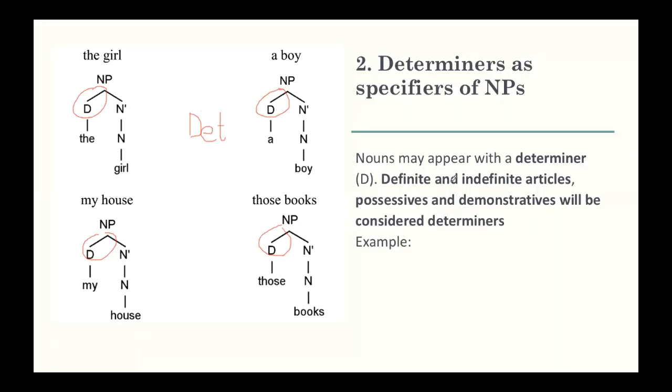And what can be considered as determiners? We have definite and indefinite articles. We have possessives, we have demonstratives. All of them are considered as determiners. For example, under the definite and indefinite articles: my, your, his, her, possessives. This, that, these, those, the demonstratives. Okay, and they function as a determiner. So we draw D in a tree.